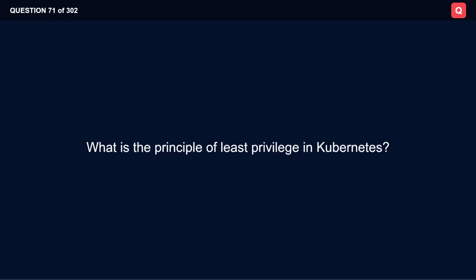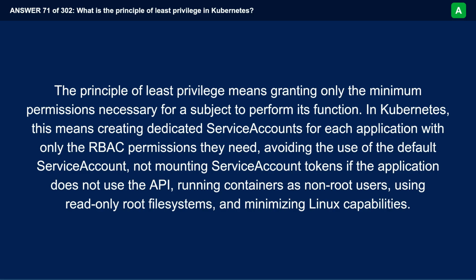What is the principle of least privilege in Kubernetes? The principle of least privilege means granting only the minimum permissions necessary for a subject to perform its function. In Kubernetes, this means creating dedicated service accounts for each application with only the RBAC permissions they need, avoiding the use of the default service account.